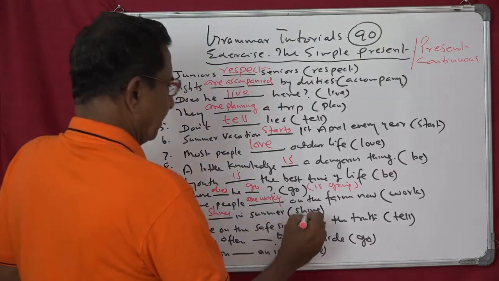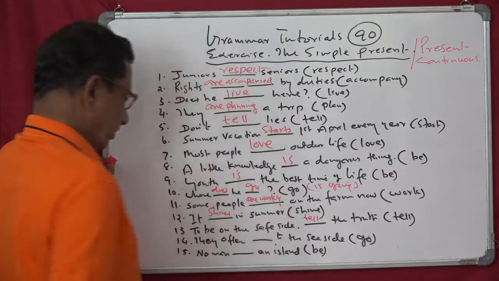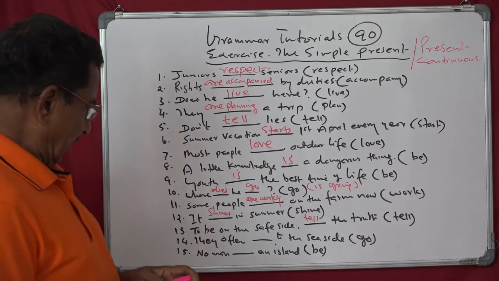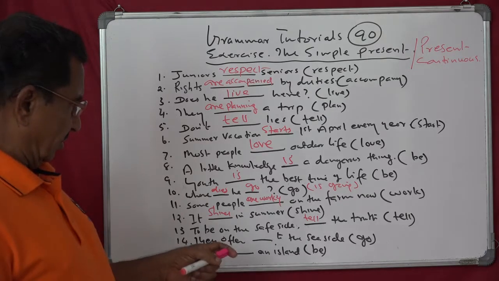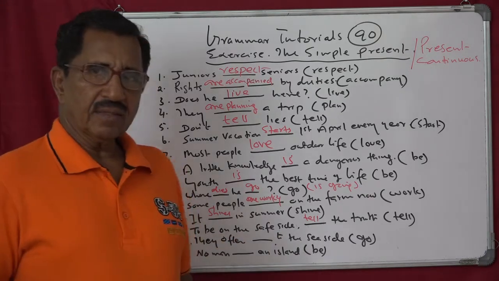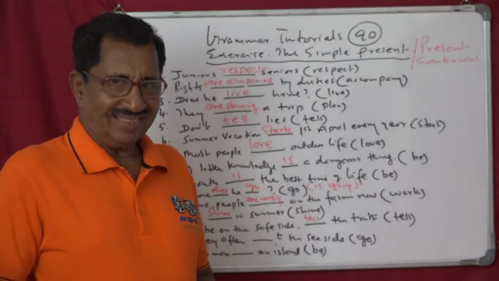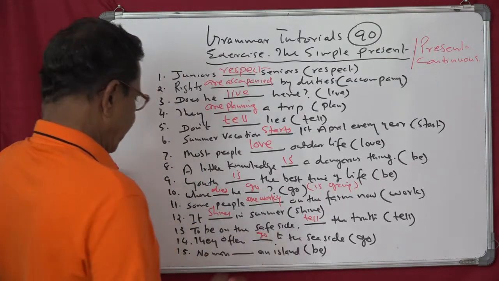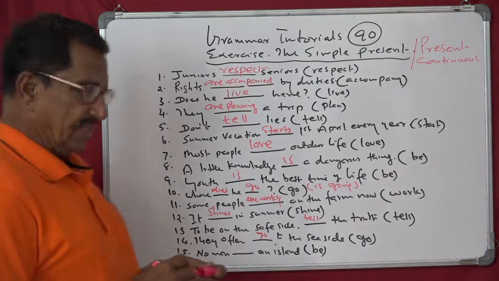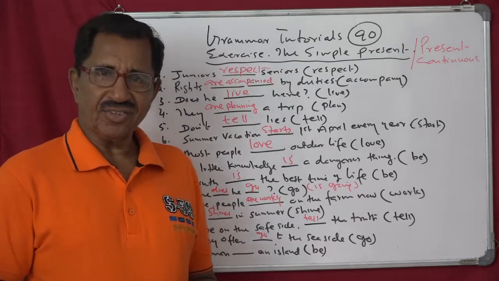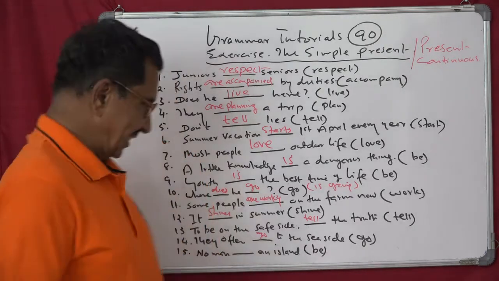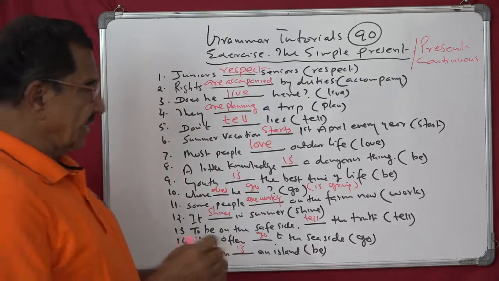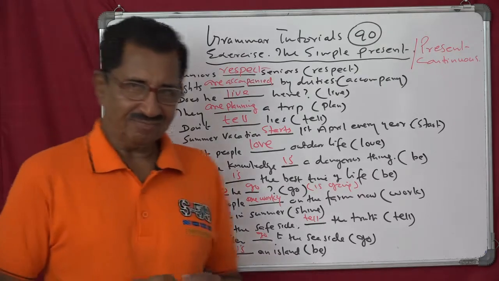They often go to the seaside. That is repeated action, habit. They often go. No man is an island, a general truth. So we have got is. So that's done. Full A plus.